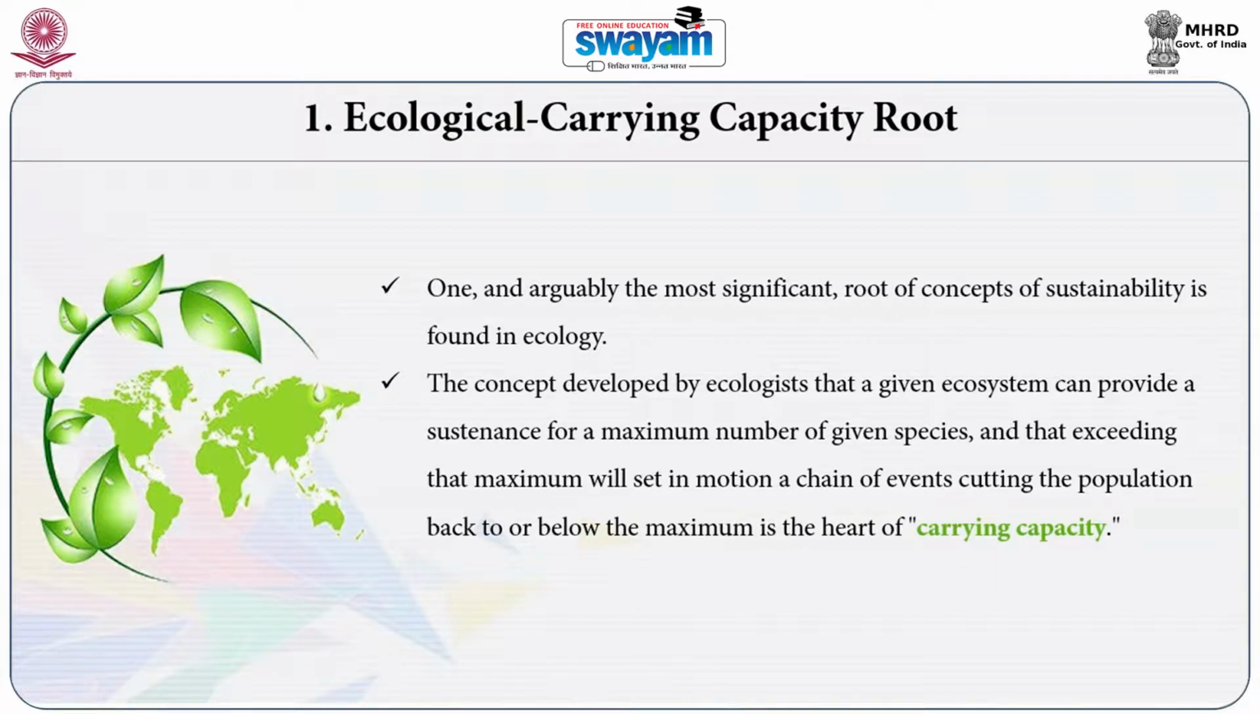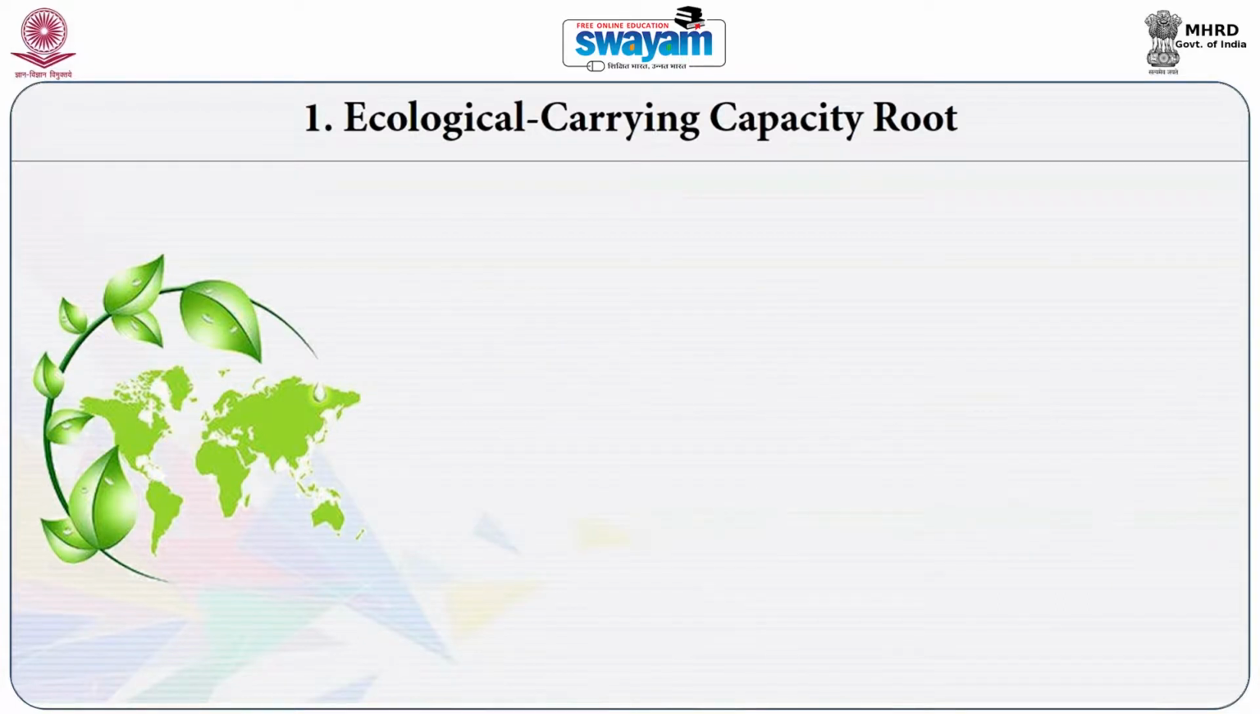Carrying capacity has been defined by ecologists as that which a given ecosystem can provide sustenance for a maximum number of given species, and that exceeding that maximum will set in motion a chain of events cutting the population back to or below the maximum is the heart of carrying capacity. Now, that sounds complex. Let's break it down.